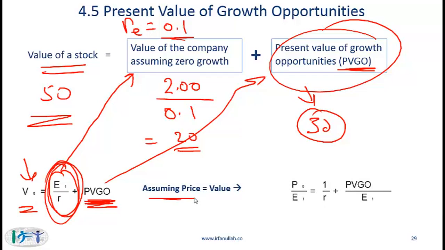Assuming price equals value, an efficient market in other words, you can first replace V with P because we are assuming they are the same. And then if you divide both sides of the equation by E1, what do you have on the left? You have the leading PE ratio. On the right you have 1 over R, because this E1 will cancel out, plus PVGO divided by E1.